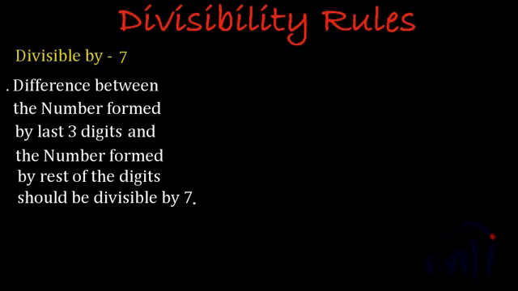If a number is 3 digits or less, you can divide and check, and I think it is easier to divide and check if the number is smaller, right? So no problem, for bigger numbers only we need divisibility rules. The rule says the difference between the number formed by the last 3 digits and the number formed by the rest of the digits should be divisible by 7, right?